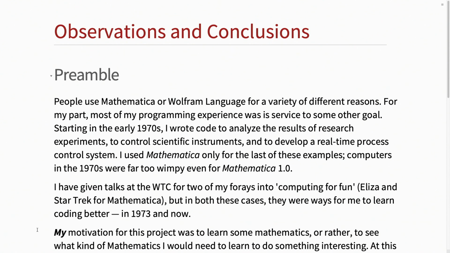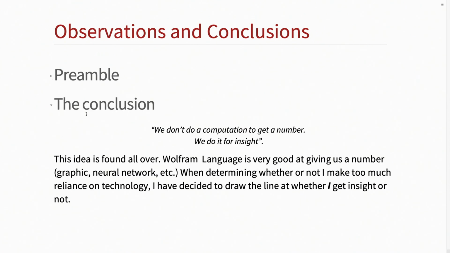I'm going to close up the preamble. You can read that. What's the point? Why did I do this? Okay, we don't do computation to get a number. We do it for insight. I don't remember who said this first, but it's all over the place. I was looking to see about learning some new maths. Now, clearly, spherical coordinates, spherical trigonometry is not new maths, but it's new to me. And I really need to understand meshes. I found this book on computational geometry that talks about that, so I got another 6 months or a year of work.